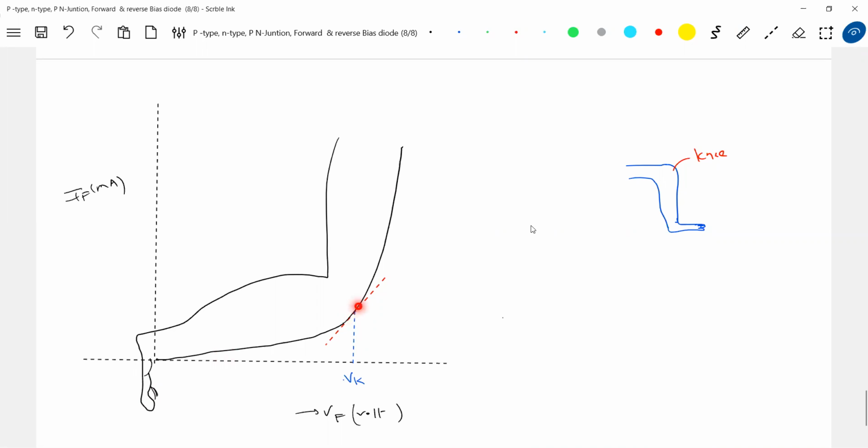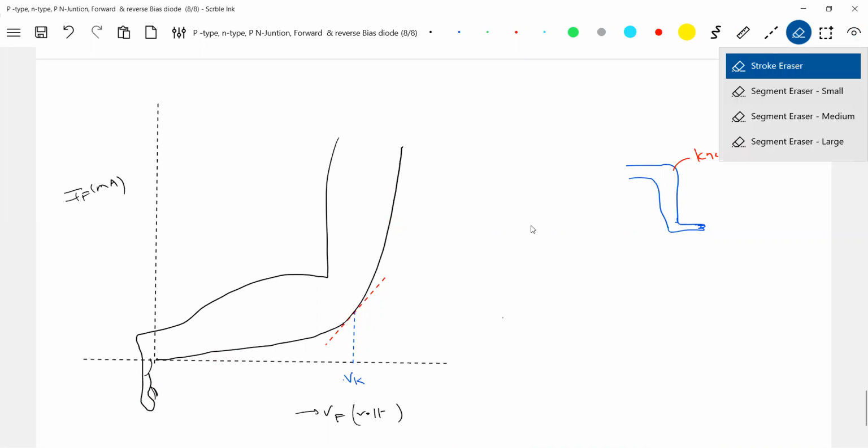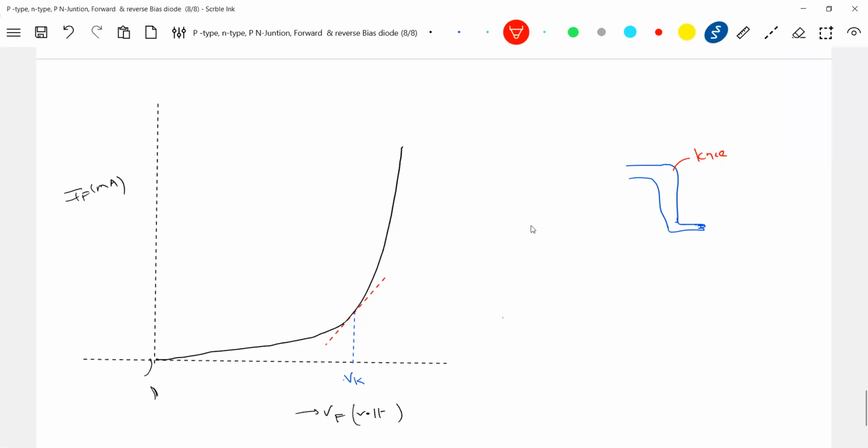Afterwards, almost the barrier potential will vanish here. The diode is totally forward biased. There's a reason why they call it the knee voltage. Now, what is the knee voltage? The knee voltage is also called the forward voltage. How much is it? 0.7 for silicon, and 0.3 or 0.4 for germanium.